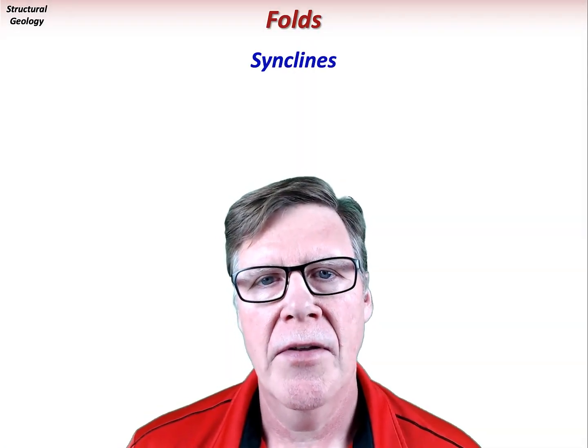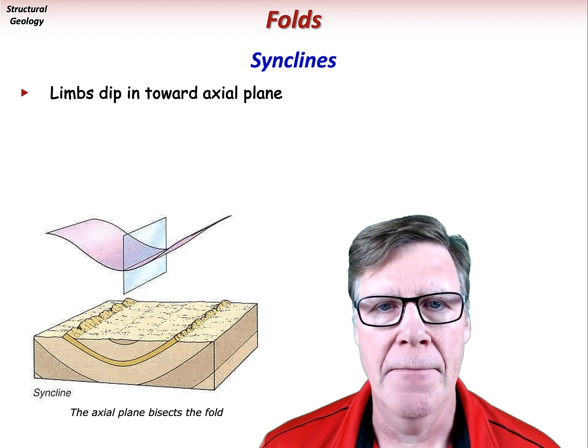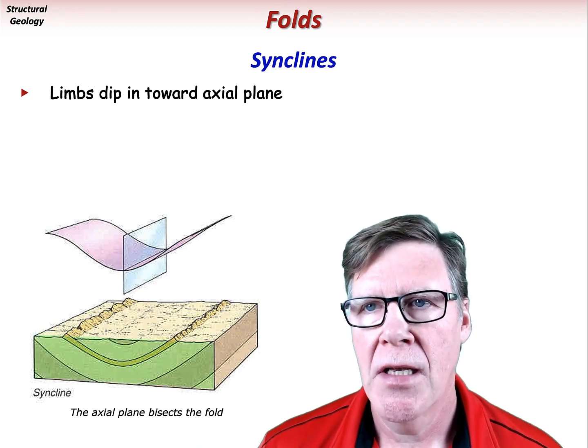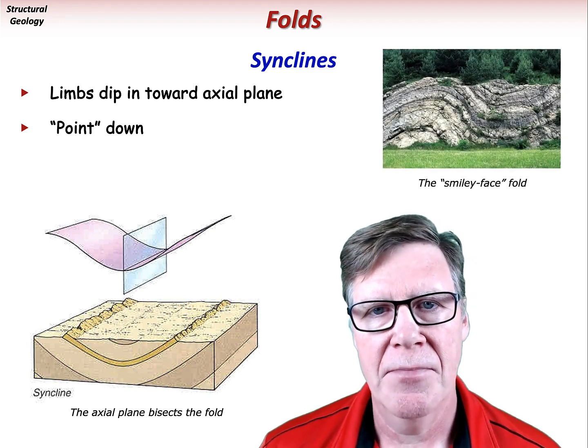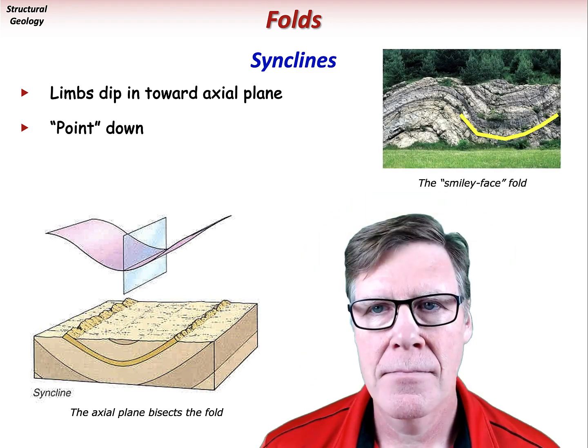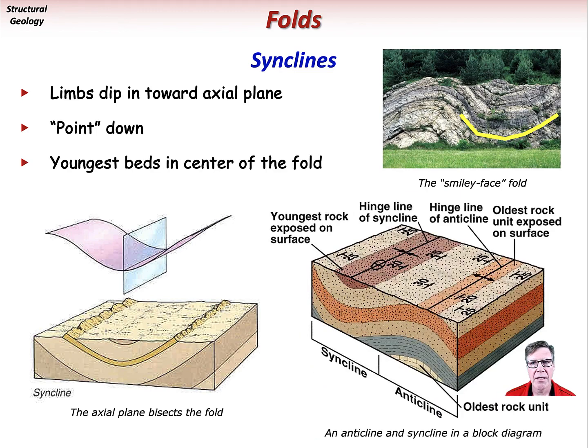Another basic type of fold is the syncline, where the fold limbs dip toward the axial plane. In cross-section, a syncline points down or forms a smiley face. In a map view of a syncline, the layers dip toward the fold axis on either side of the fold axis. The syncline map symbol may be drawn along the fold axis, and it has arrows pointing toward the fold axis to denote the dip direction of each fold limb.